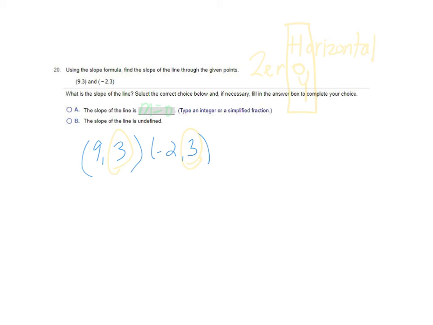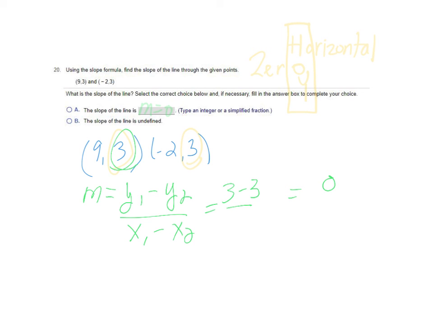Now, if I don't notice that, what I can do is start my slope formula, change in y over change in x. And if I do 3 minus 3, I'm going to get a 0. And it really doesn't matter what ends up in the denominator, because when I take 0 and divide it by any number, my slope is 0. So if you forget to look at those points at the beginning and see that the y values are the same, you should still get to the same conclusion that the slope is 0.